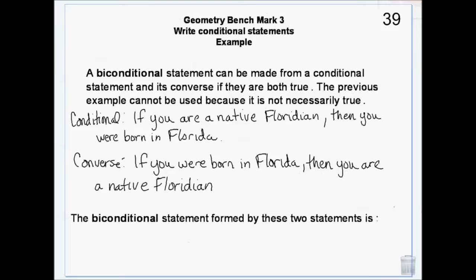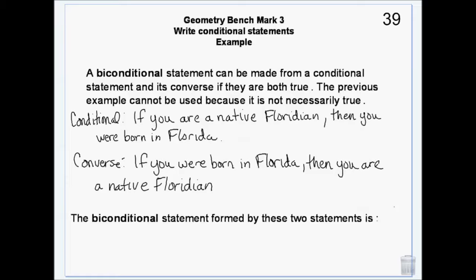My conditional statement: if you are a native Floridian, then you were born in Florida. This is true. Every single person that was born in Florida is considered to be a native Floridian. The converse is where I flip it. So if you were born in Florida, then you are a native Floridian. This is also true.